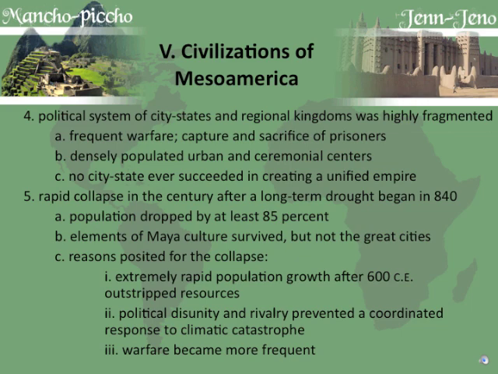There was a rapid collapse in the centuries after a long-term drought began in 840, which was devastating to their population, with losses estimated at 85%. But they're also going to have some external problems with warfare. There's also political disunity as they are fragmented regions, and warfare will be something that they are constantly having to deal with. Also, they will have spikes in their population, and they will have some deforestation and overuse of the land, which is going to strip it of its resources.